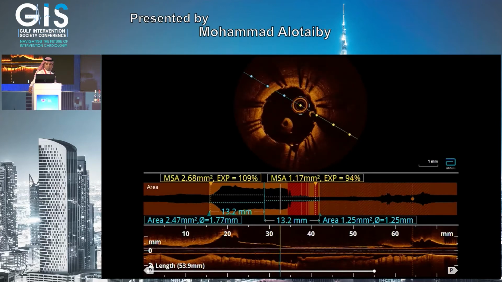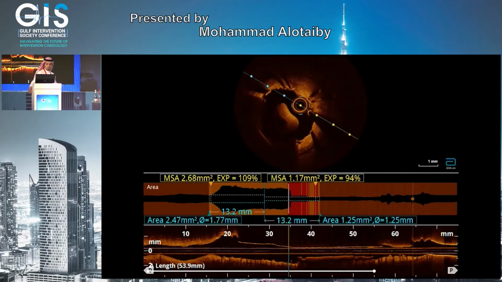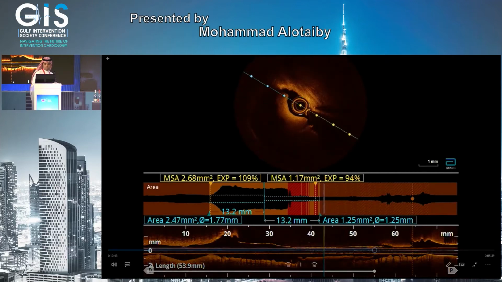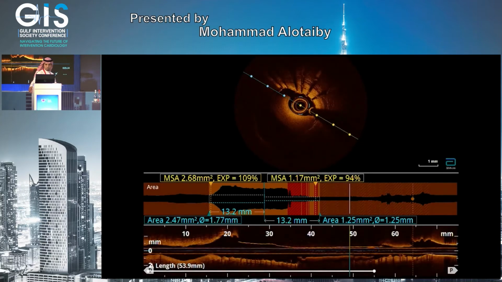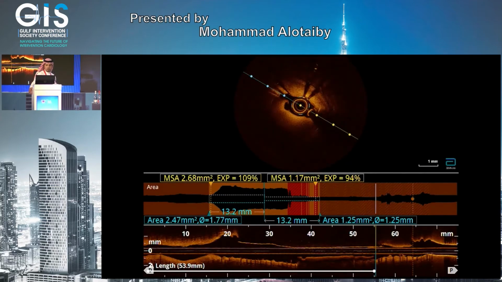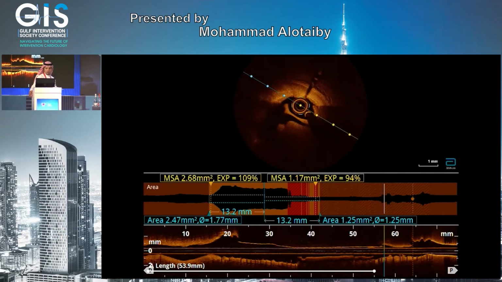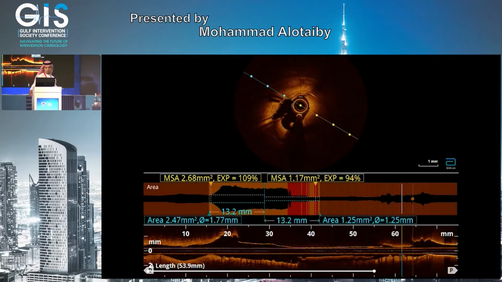Then the injection didn't show the proximal part of the stented segment, probably related to the injection, and then they decided to go and do another pullback to confirm that they are not missing anything in this long stented area. So the injection is important. Sometimes you don't have the right injection because of the engagement, because of the dye. So you have to do your best in engaging to be able to clear the blood so that the OCT image will be clear.